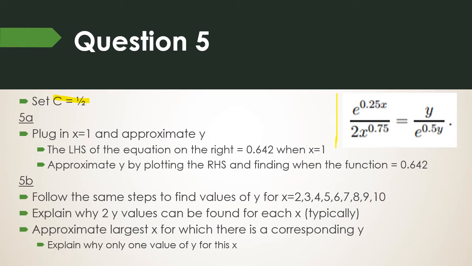And to do this, you need to plug in x equals 1 on the left-hand side of the equation over here. So for x, you put in 1 and you evaluate what that is, and then the lab gives you that it is equal to 0.642. And so you need to figure out what value of y would make the right-hand side that's being highlighted over here equal to 0.642. And to figure out the value of y, the easiest way to do it is to just plot this function of y.